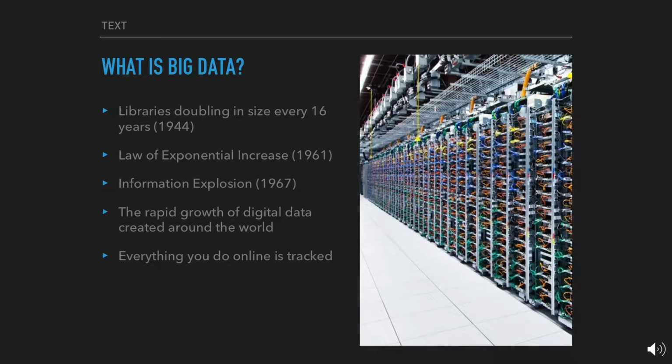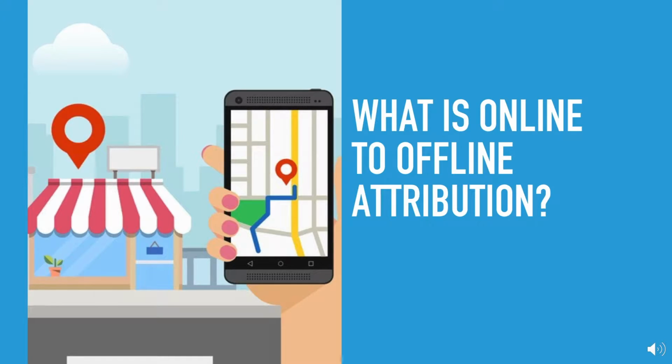Remember, everything you do online is tracked. You may be in an anonymous window on your browser, but unless you're using proxies around the world, your ISP, or your internet service provider, is keeping a very detailed log of the connections you make online. Now, we look into what online to offline attribution is.